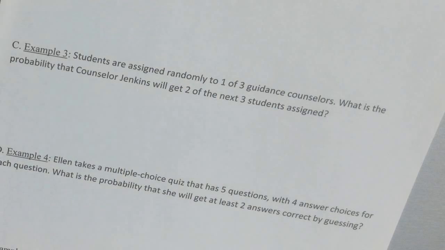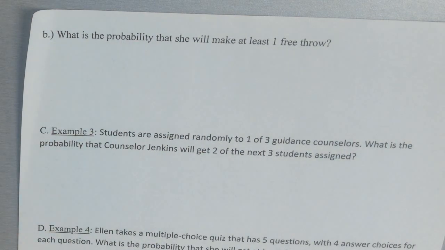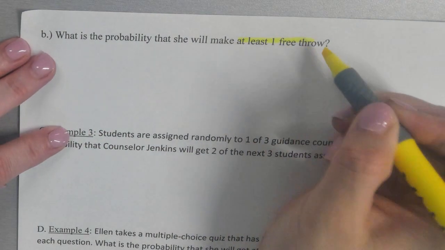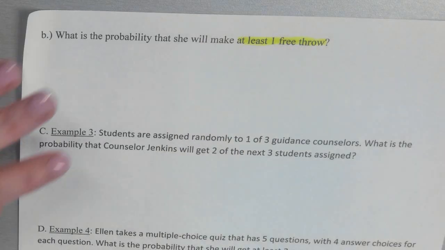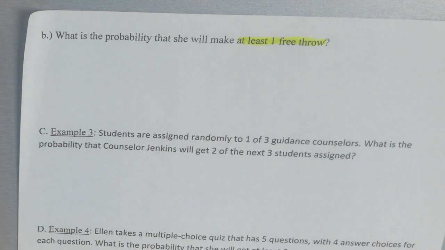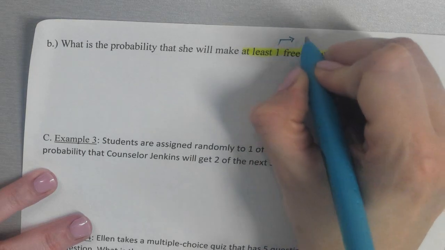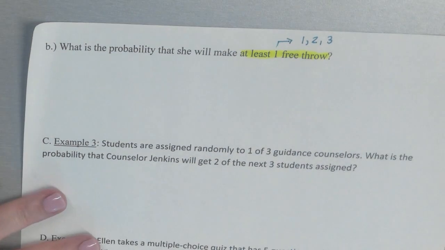Okay, so now for B, it says, what's the probability that she will make at least 1 free throw? So the language is a little bit different. The first one wasn't at least 1, what was it? Exactly 1, okay? So if it's at least 1, let's think about what that is for this situation. How many free throws could she make if she makes at least 1? 1, 2, or 3, okay? Because she's shooting 3 free throws.